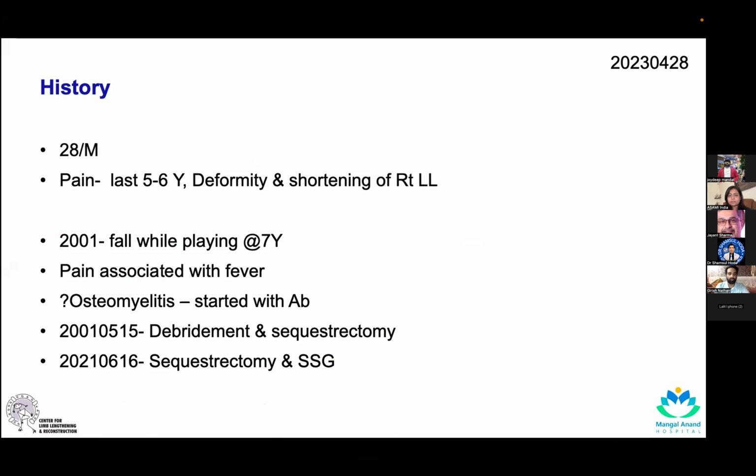He was a 28-year-old male. He presented to us with pain in the right leg since the last 5 to 6 years. He had a deformity and shortening of the right lower limb.